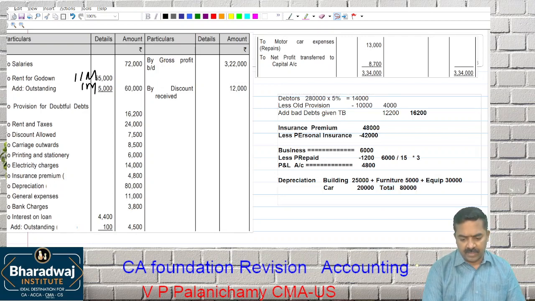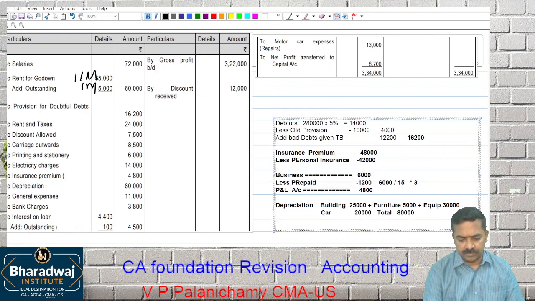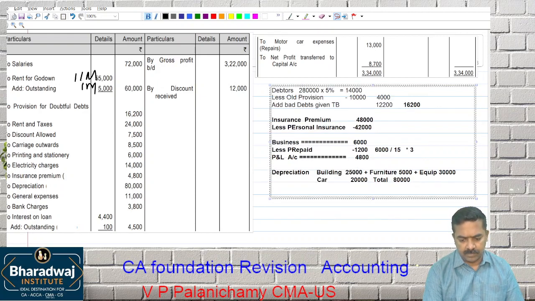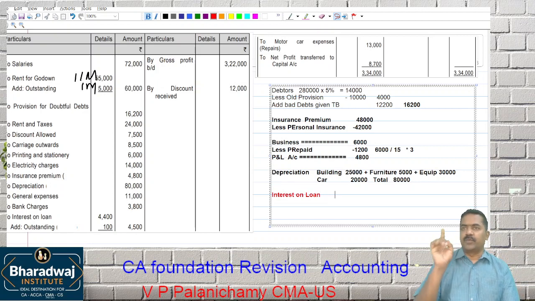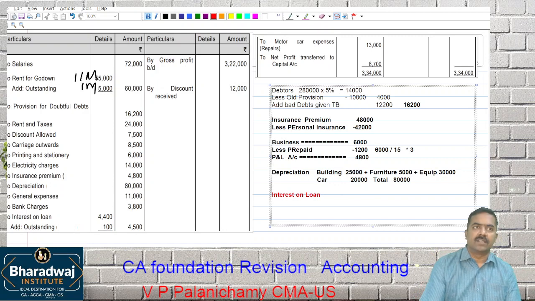Then interest on loan. When was the loan taken? The loan was taken on 1/7. 6 months? No, from 1st July to 31st March. How many months will it come? 9 months. Interest on loan is for 9 months.